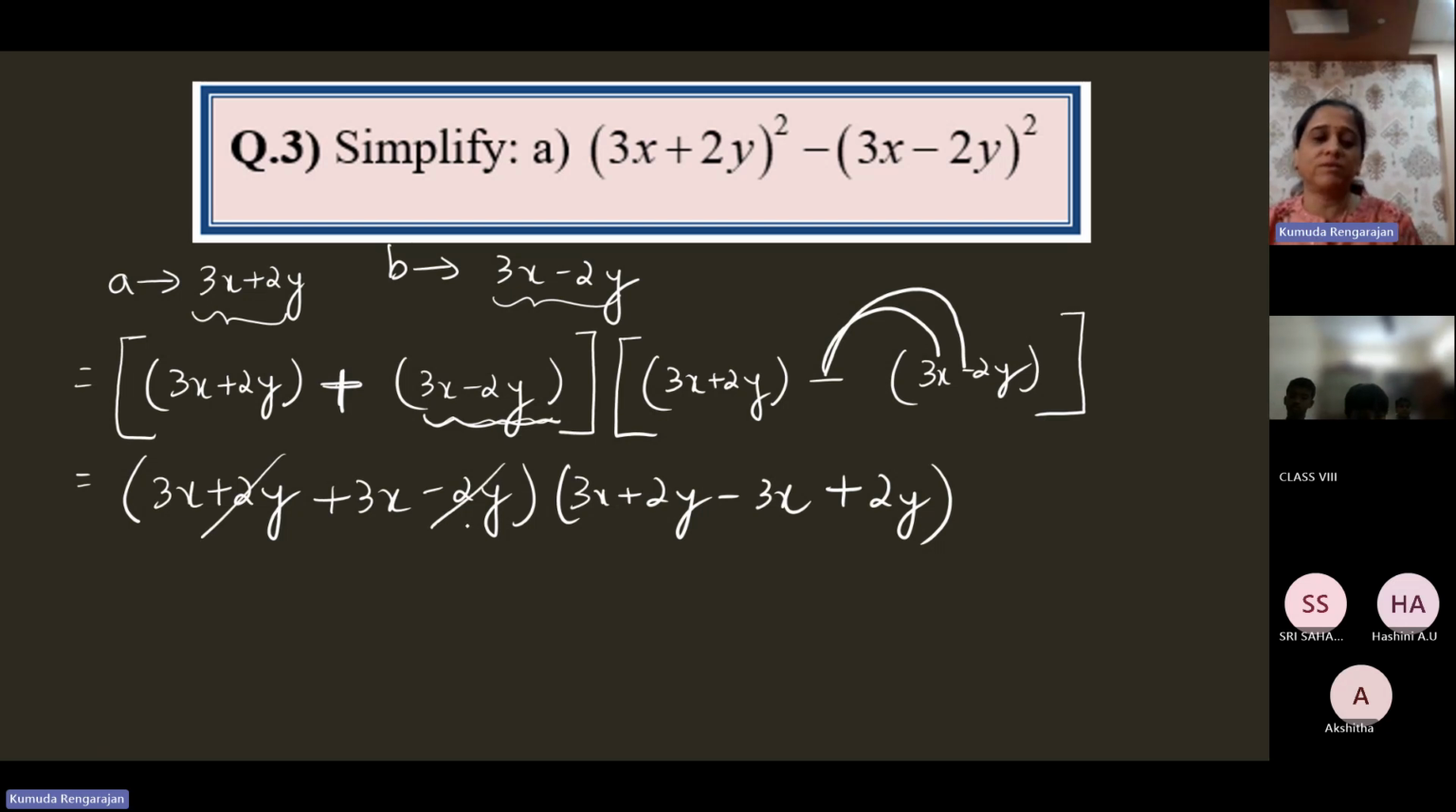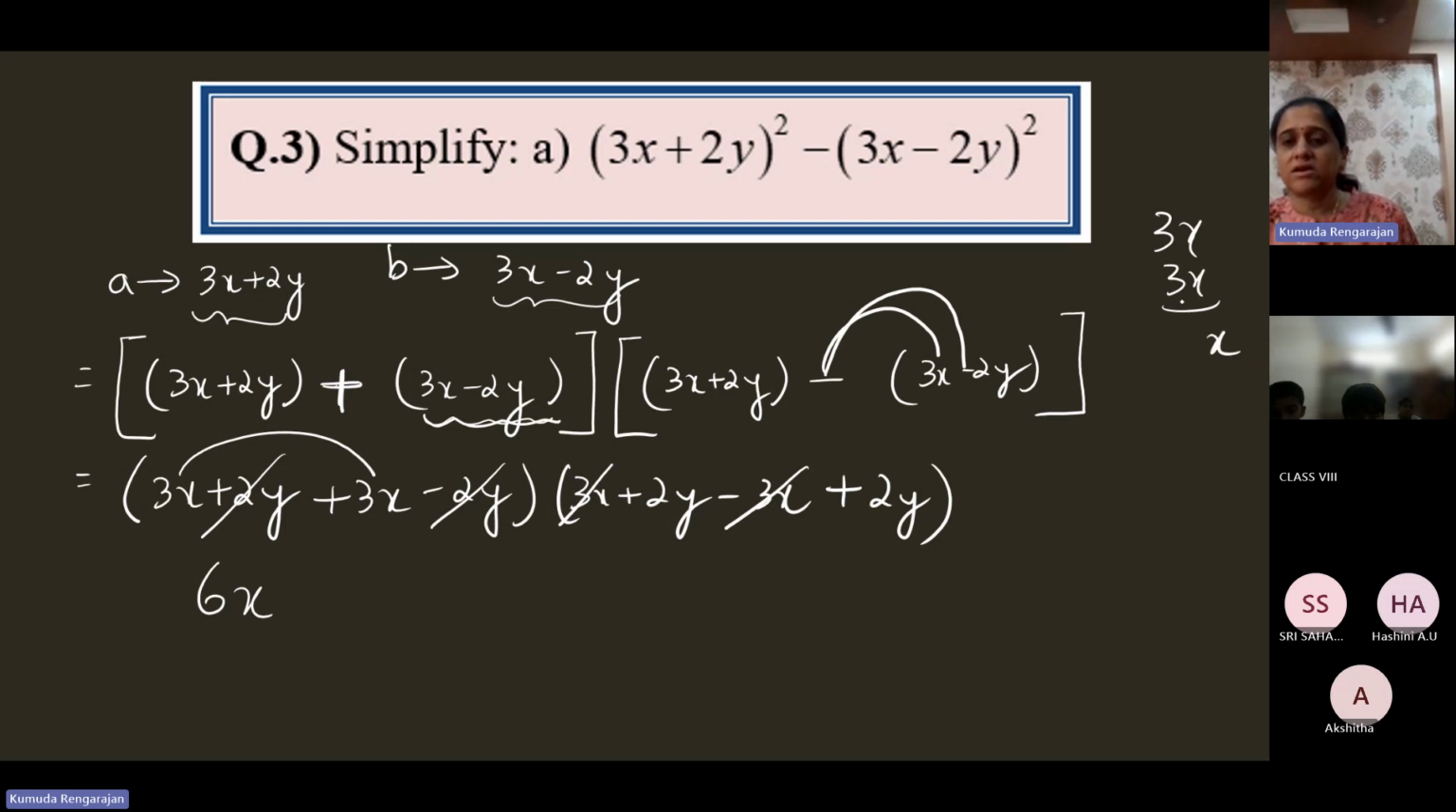Within the bracket you can simplify. Plus 3x minus 3x, so you are left with 3x plus 3x in the first bracket, which is 6x, not 9x. 3x plus 3x: write the x as it is, 3 plus 3 is 6. It's not 6x squared. You're not multiplying; you have to add.